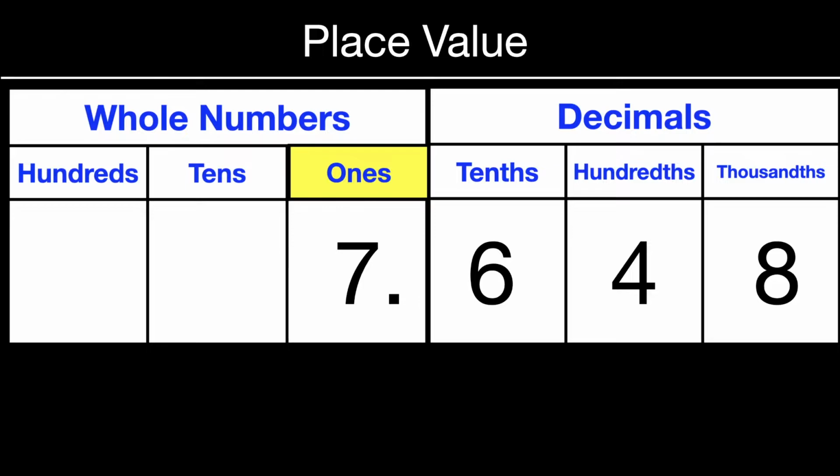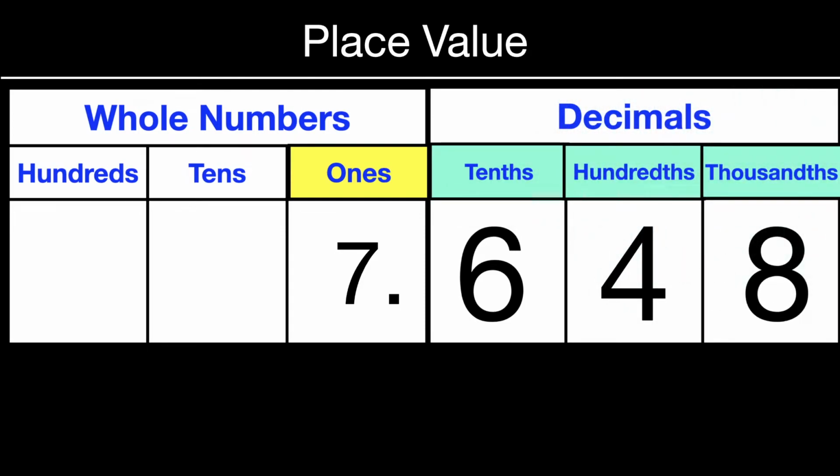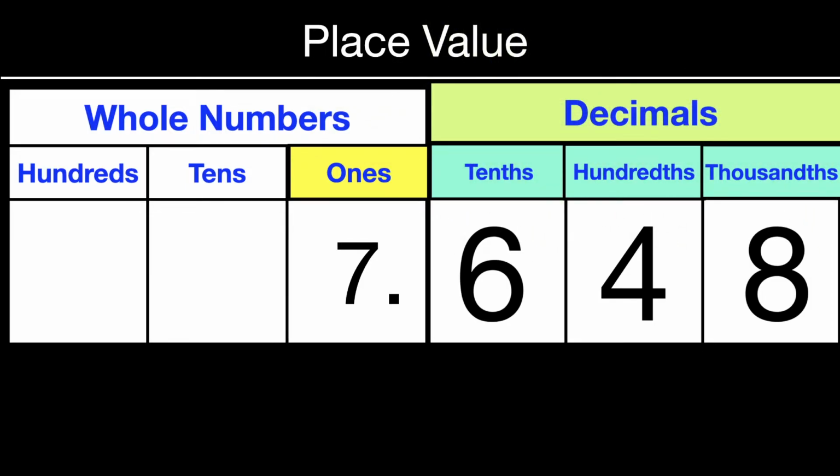For whole numbers, you start at the ones and work left, going up in value. For decimals, we also start with ones, but we go the opposite direction. We go smaller, or we go to the right side. So keep that in mind. So let's start with our decimals, and let's start with the 6. The 6 is in the tenths place value. The 4 is in the hundredths place value, and the 8 is in the thousandths place value. Those 3 make up the decimal place values.